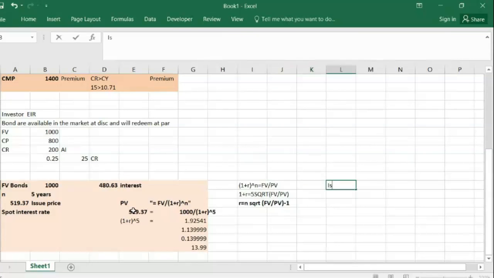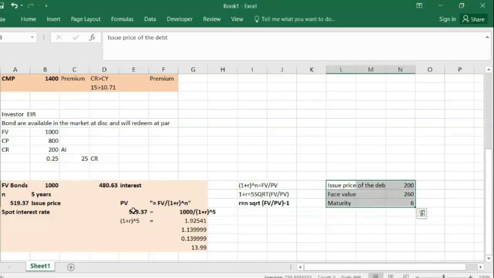For the calculation of this particular problem, the issue price of the debenture, of the debt instrument, is 200 rupees. Face value, or par value, is 260 rupees. Maturity period is 6 years. These are the three pieces of information available in the problem.